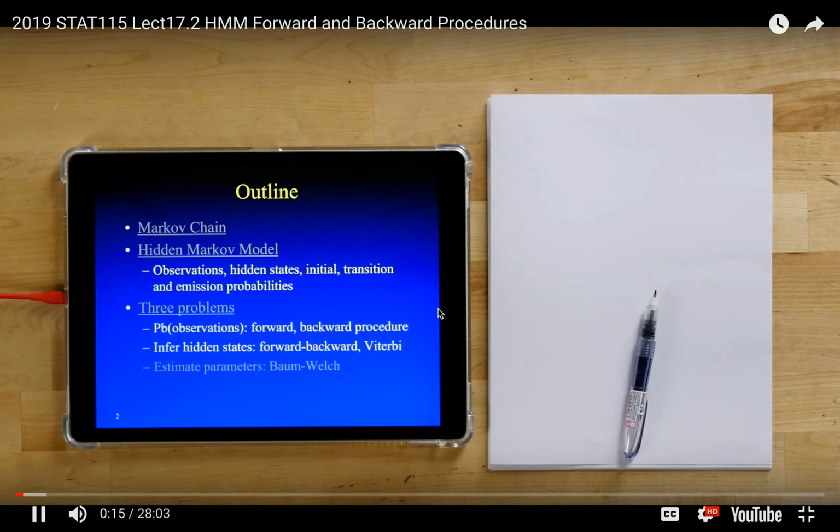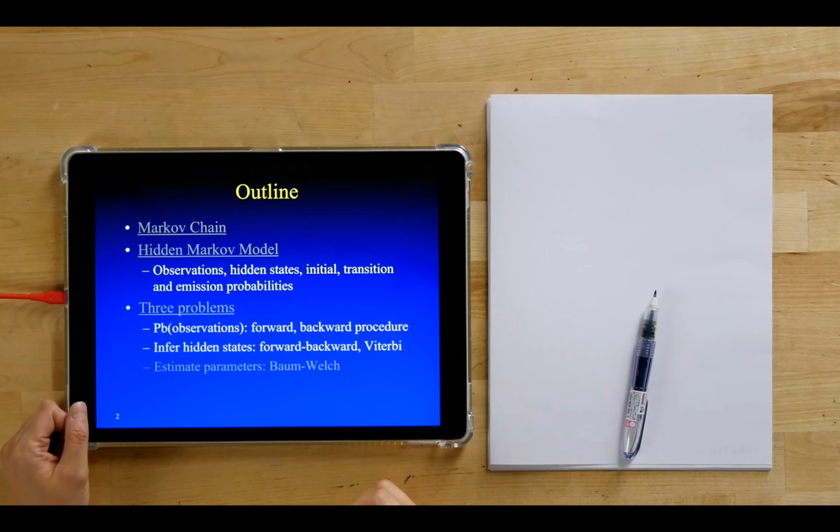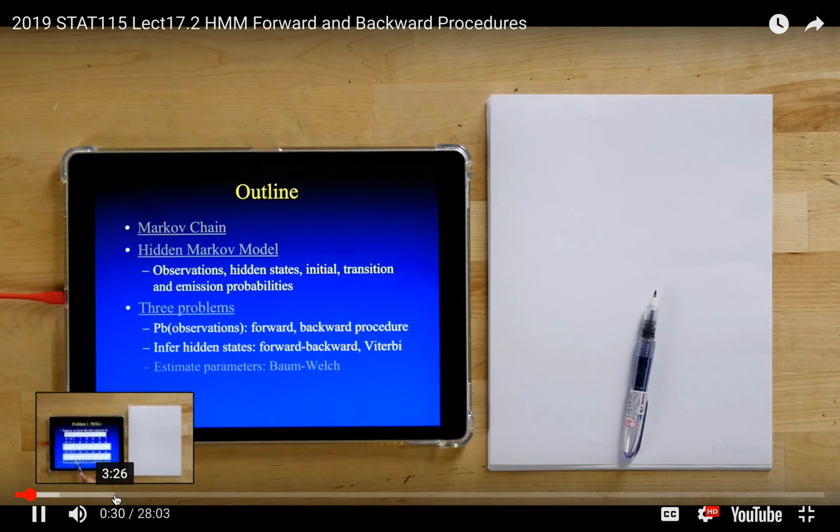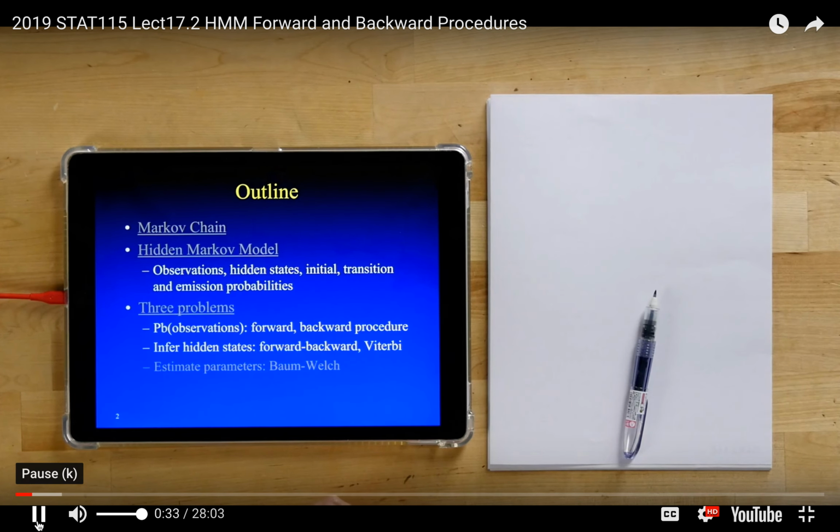The first problem is, given the parameters of the hidden Markov model, can we estimate the probability of seeing some observations? The second problem is, if we have the observations, can we guess the hidden states? And the third is, if we don't even have the parameters, we only have the observations, can we estimate the parameters of the hidden Markov model?